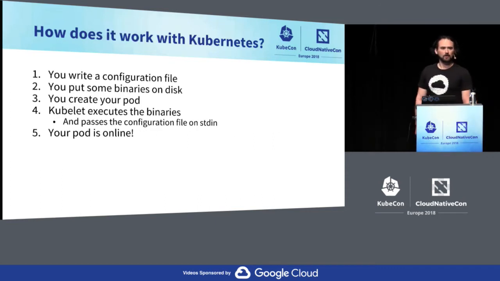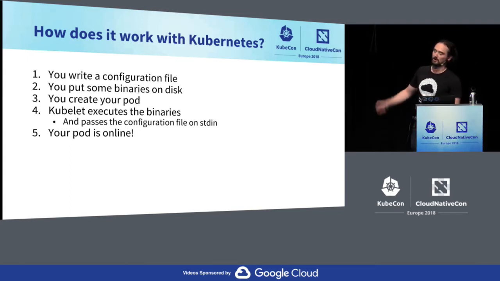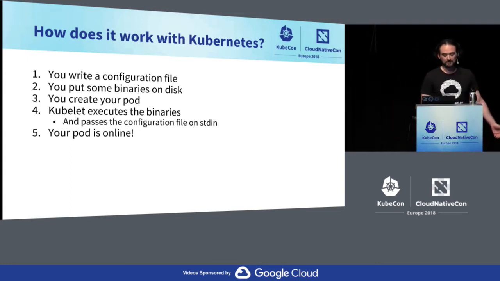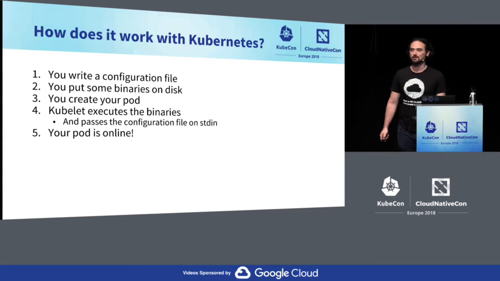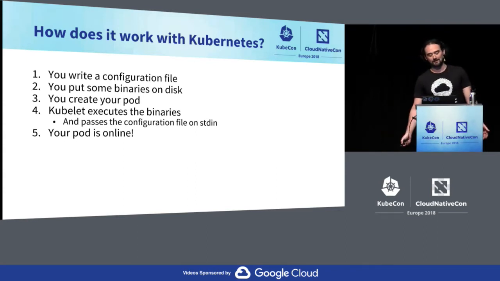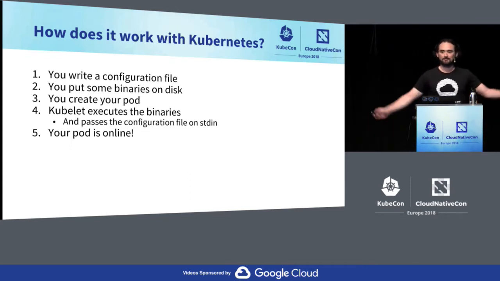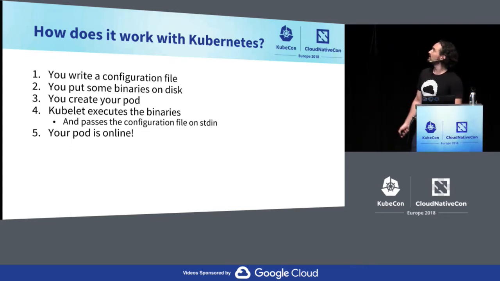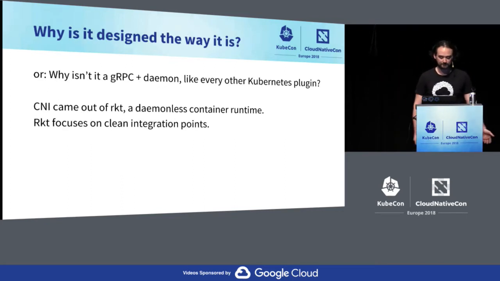And how does it all come together then with Kubernetes? There are other talks that have outlined this a little bit better, so I'm going to go very quickly. You write a configuration file, you put it on disk, you put some binaries on disk. At some point in time later, you use Kubernetes to create a pod. Kubernetes executes those binaries, passes this configuration file into standard in, and then your pod is online, like magic. Great. So this is the base of where we are today.